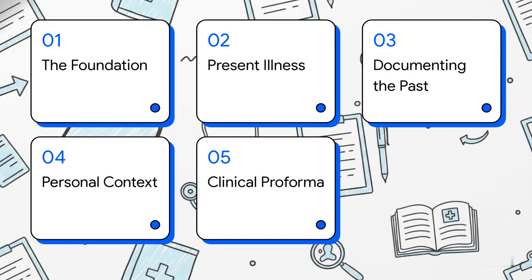Okay, so here's our roadmap for this 5-part clinical framework. We'll be hitting the foundation, unpacking the present illness, documenting the past, personal and family context, and then wrapping it all up with a real clinical Proforma in practice. Let's get right into it.